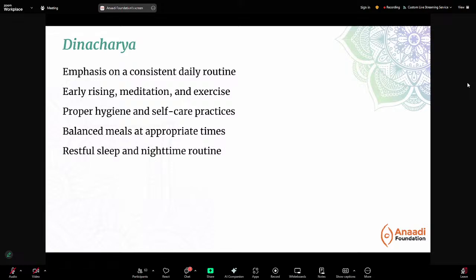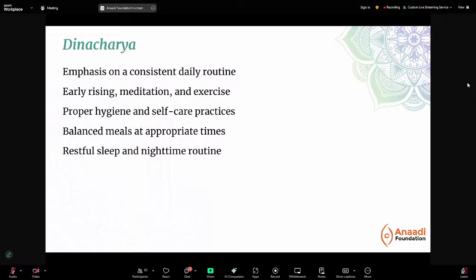The Dinacharya concept of Ayurveda emphasizes a daily routine: early rising, meditation, vyayama, proper hygiene and self-care practices, having an appropriate meal at appropriate time. It is only after the digestion of the meal that you have the next. And restful sleep and nighttime routine. All these are part of Dinacharya.